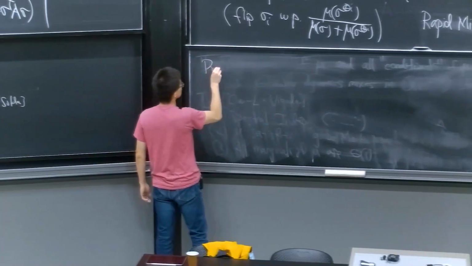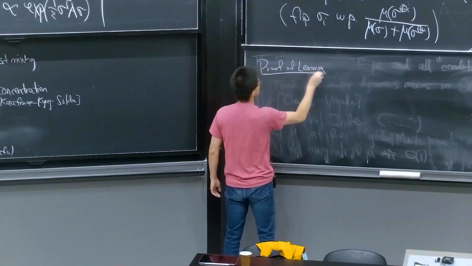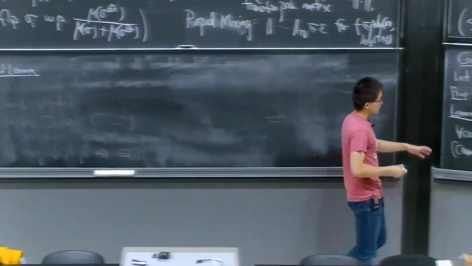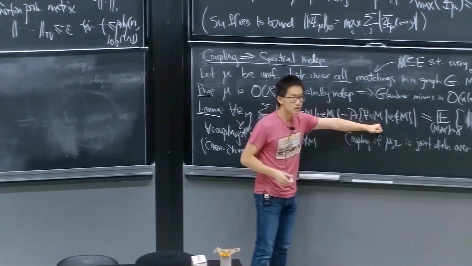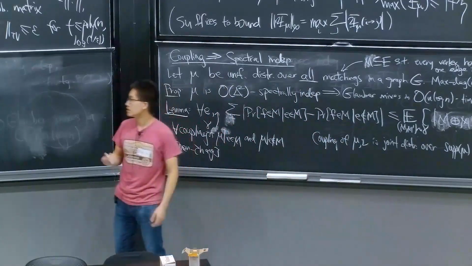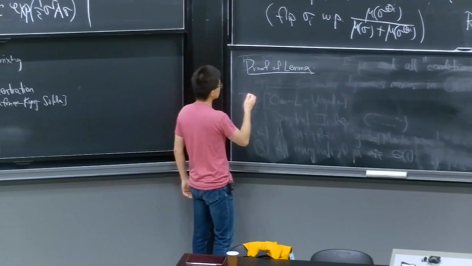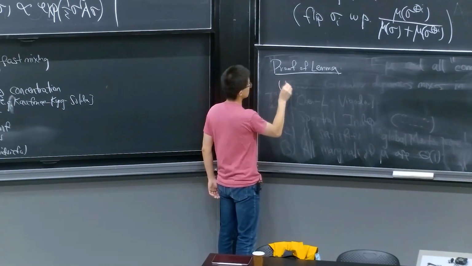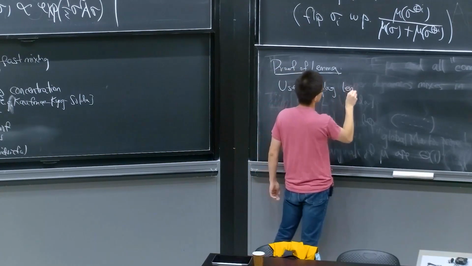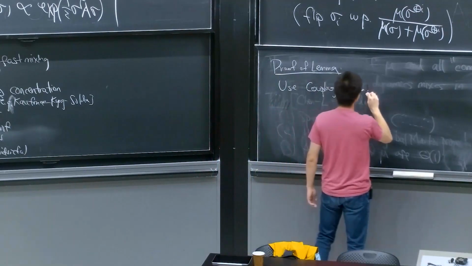Essentially, what we really have to do is convert this influence quantity into something that looks more like a coupling. So we use something called a coupling lemma, which gives an alternative characterization of total variation distance. It says the following.